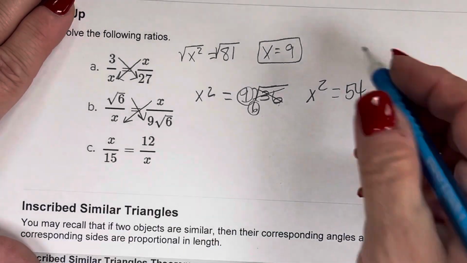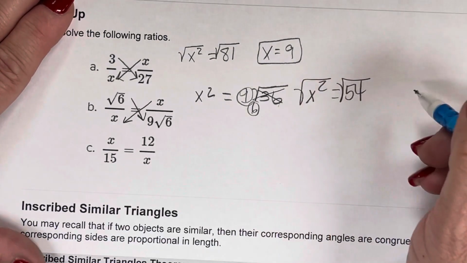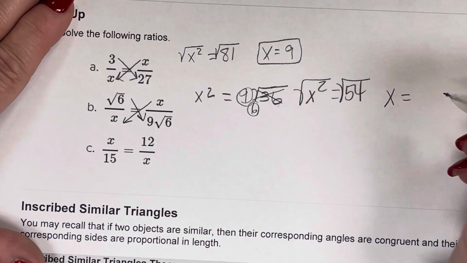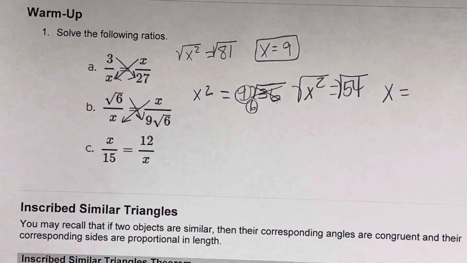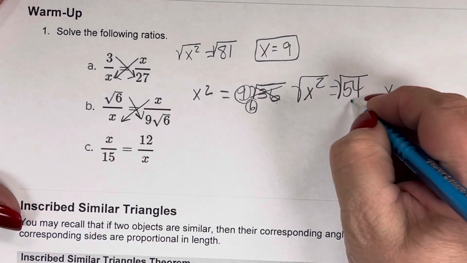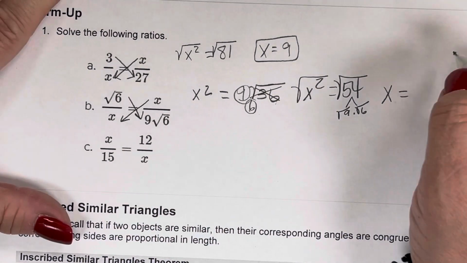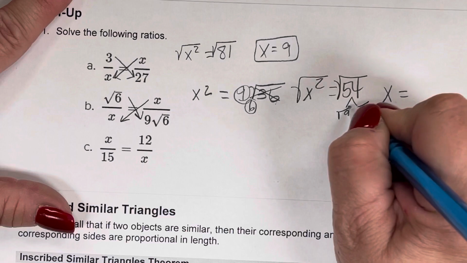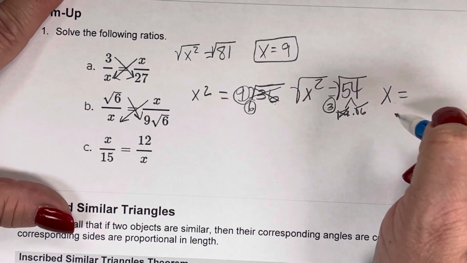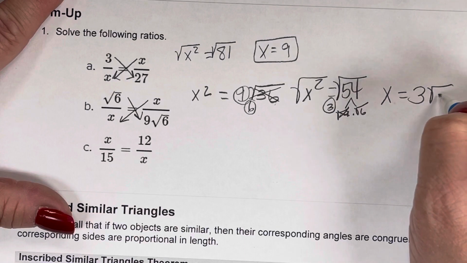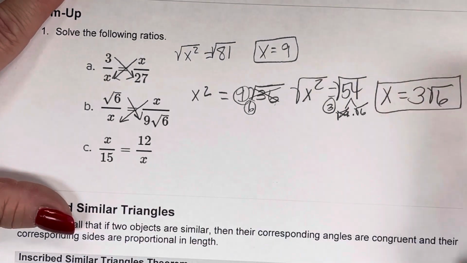So now I'm going to find the square root of that, and x is going to equal, I know that's not a perfect square, so I need to break that down. I'm going to go with the largest perfect square to break that down, which is square root 9 times square root 6. And I'm going to have 3 come out of there. 6 will stay inside, so 3 square root 6.